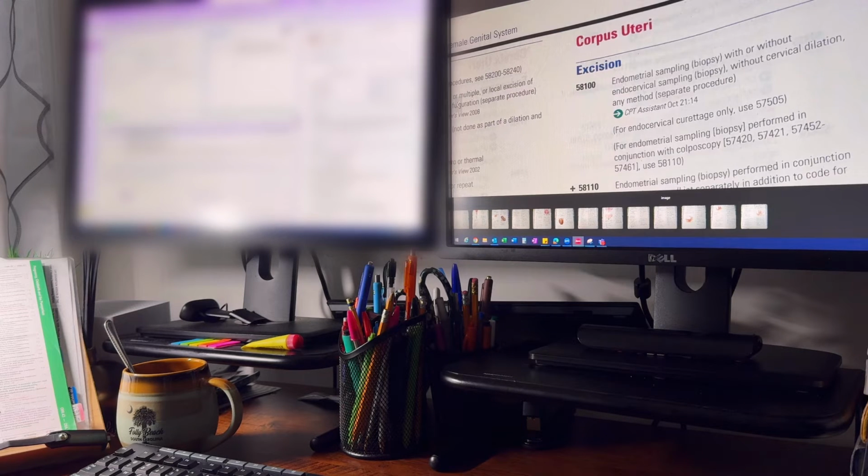Now we have a patient here for a Nexplanon insertion, and they also did a urine pregnancy test, which is the 81025. So I'm going to look at the results of that. It is negative, so I'm going to put Z3202, and I'm going to attach that diagnosis to the urine test.